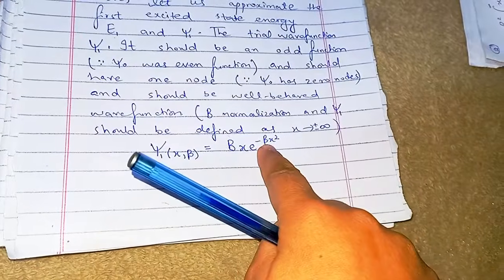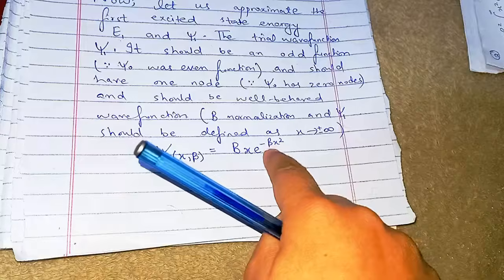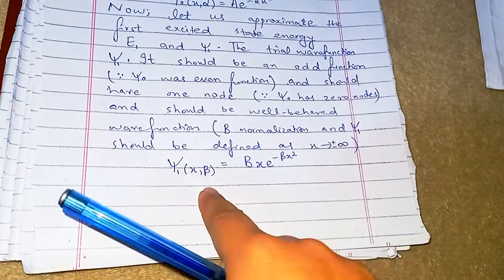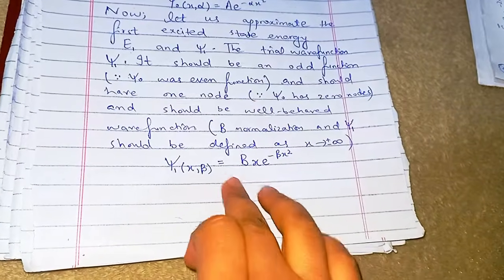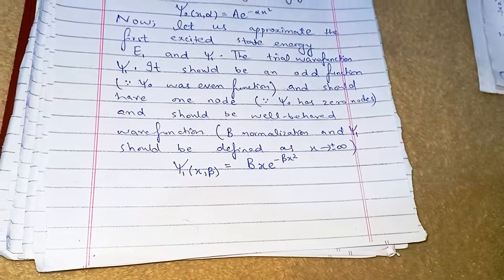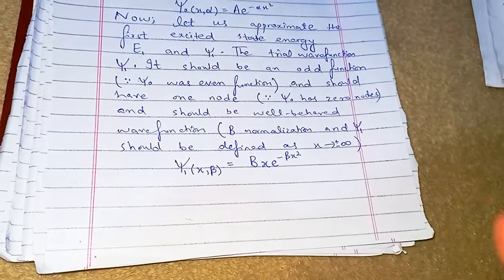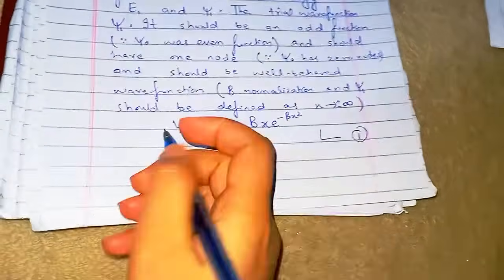Beta needs to be calculated, b needs to be calculated, and beta would be calculated later on, because that's something that we can't calculate right here. We'll calculate it later. But b is a normalization constant that we'll calculate first, and then we'll proceed with calculating the first excited state energy and then its wave function. So that is equation number 1. That is the trial wave function.